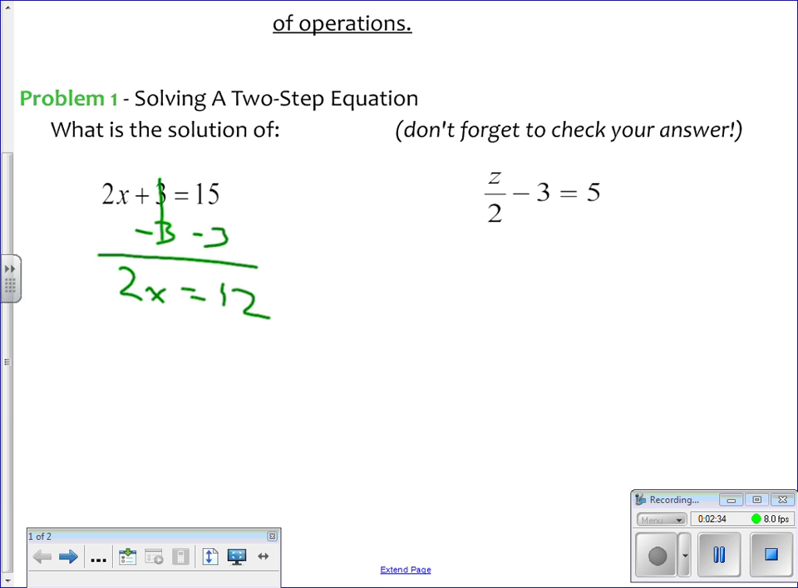Step 1, get rid of the addition or subtraction. Step 2, get rid of the multiplication or division. Here I have 2x equals 12. That's 2 times x. The opposite of multiplication is dividing. My 2's cancel. I get x equals 12 divided by 2, which is 6. X equals 6.